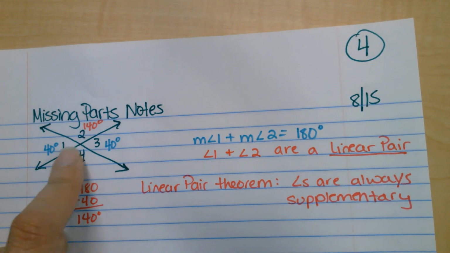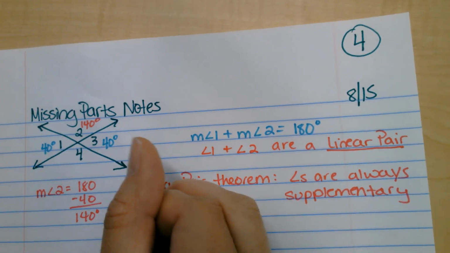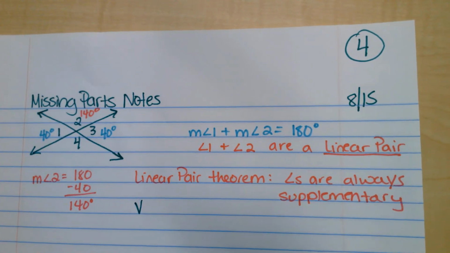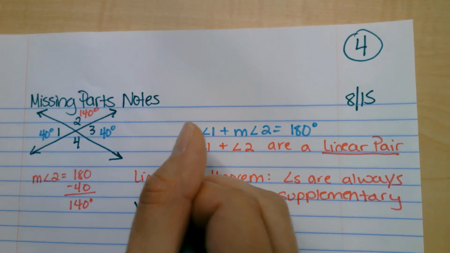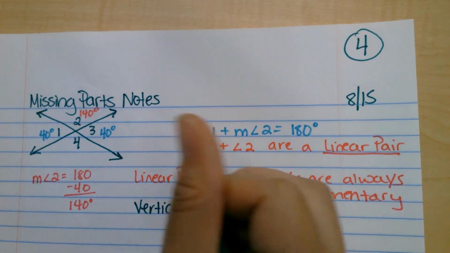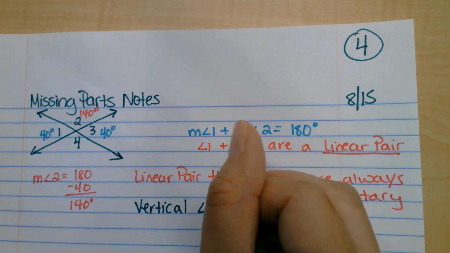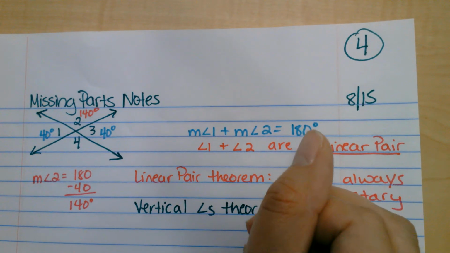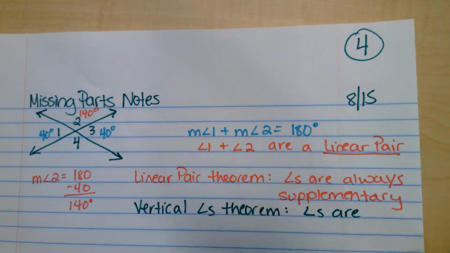And now we have these two special angles, and those two angles are called something with a V. Something with a V. Ends with a vertical. Yes. So vertical angles. Vertical angles theorem. These angles are always congruent.